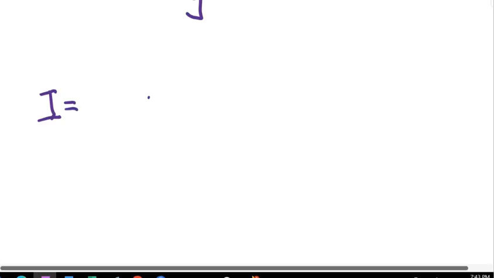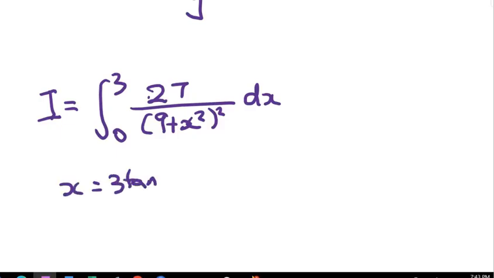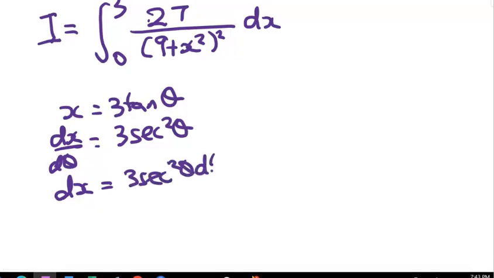So let's see what we've got to work with. We've got the integral between 3 and 0 of 27 over 9 plus x squared dx. And we're told to let x equal 3 tan theta. Straight away we'll differentiate. We get dx by d theta is equal to 3 sec squared theta. And separating the variables here gives me dx is equal to 3 sec squared theta d theta. So that's good. That means that I've got that one ready to switch out in terms of theta.